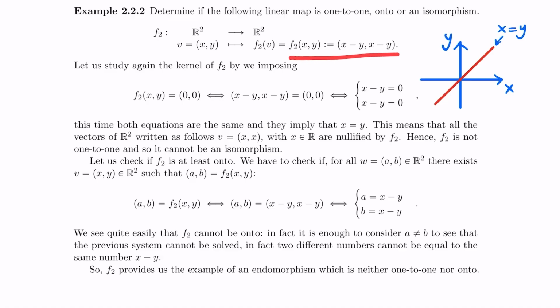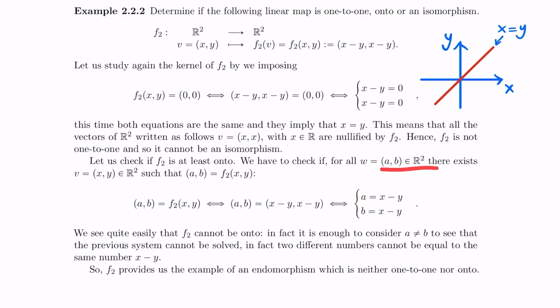Using again the explicit expression of F2 of x and y, we can translate this equation into this vector equation here, which is of course equivalent to the system of linear equations. This system allows us to prove that F2 is not onto. In fact, as you can see on the right-hand side of these equations, we have two identical values, x minus y. Instead, on the left-hand side, we have a and b.